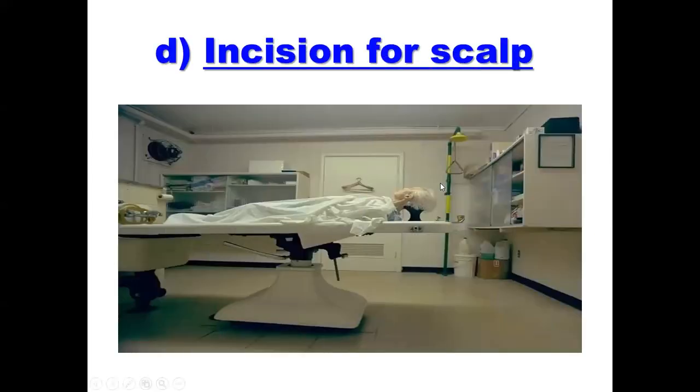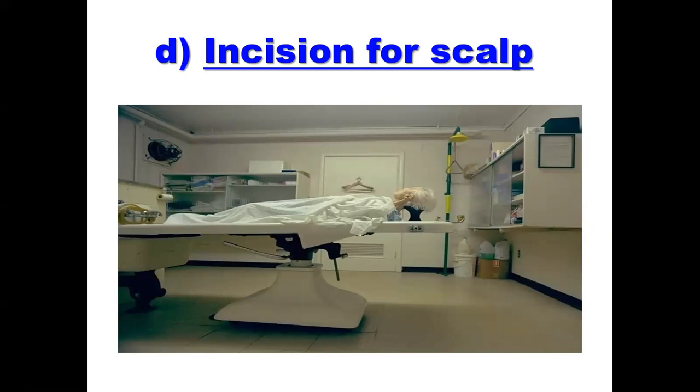Now, let us see how we are going to open the dead body. First of all, we start from top to toe. So, first of all, the incision is to open the skull on autopsy, which is very important. You will be asked a question in the viva: how will you open the skull on the autopsy table?